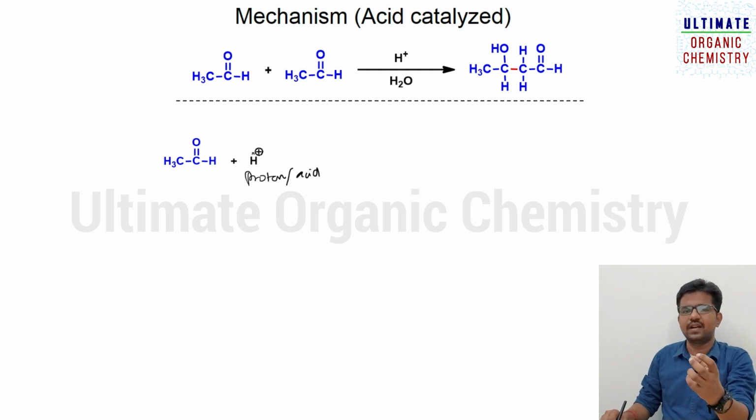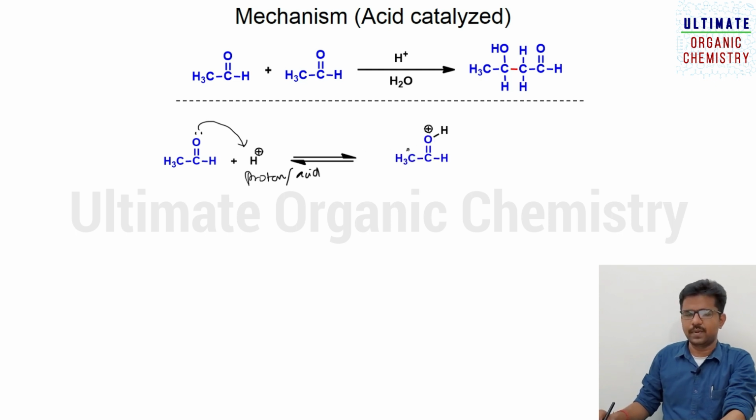It means it needs electrons. Oxygen is having two lone pairs of electrons, so one will be donated towards hydrogen plus, that is the proton, and it is protonated. The process is an equilibrium process.